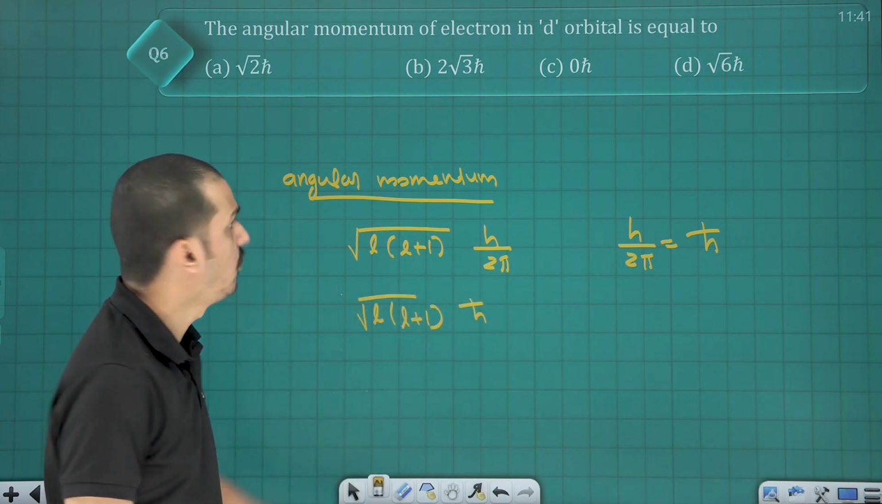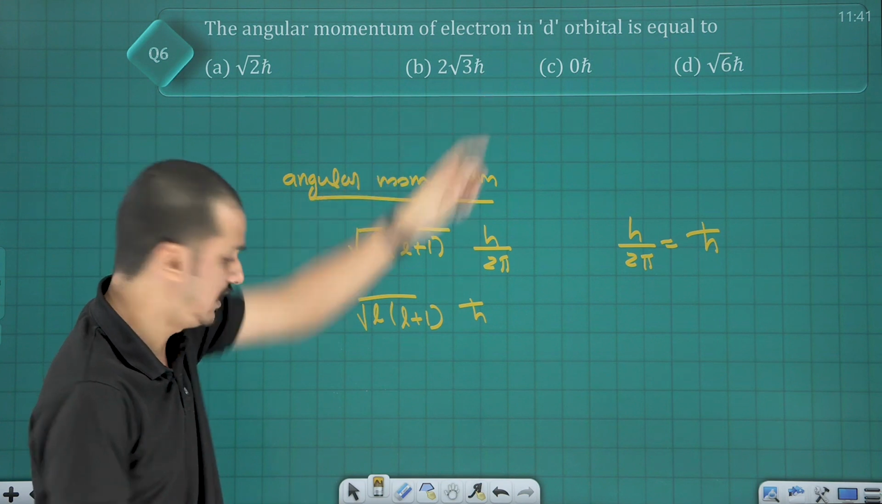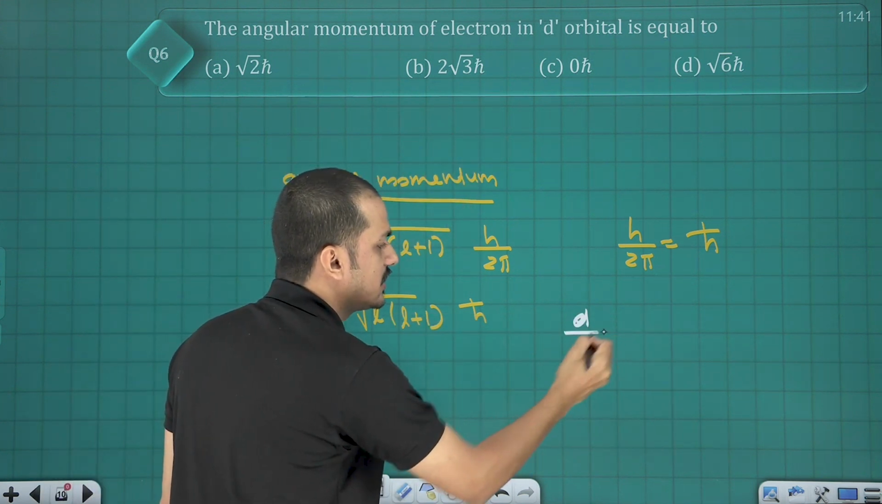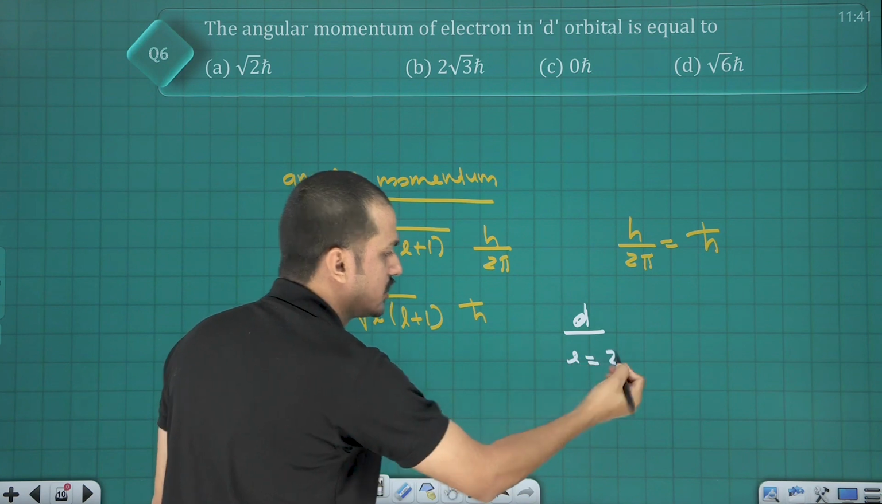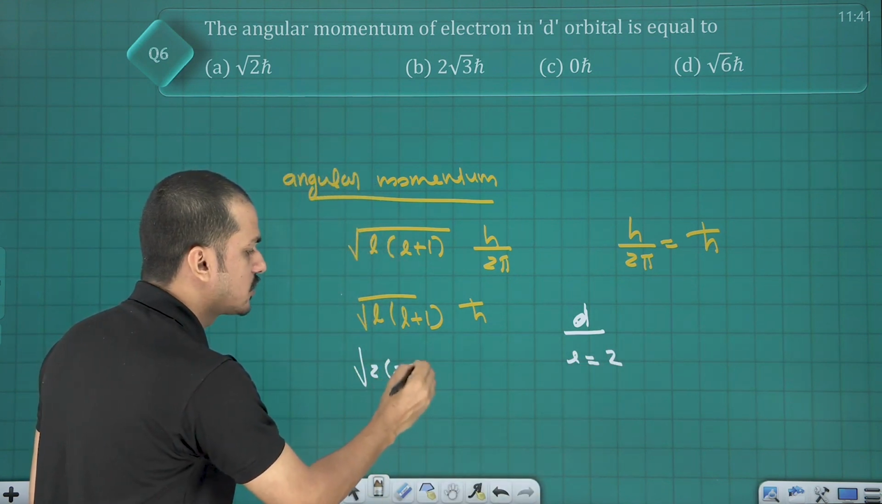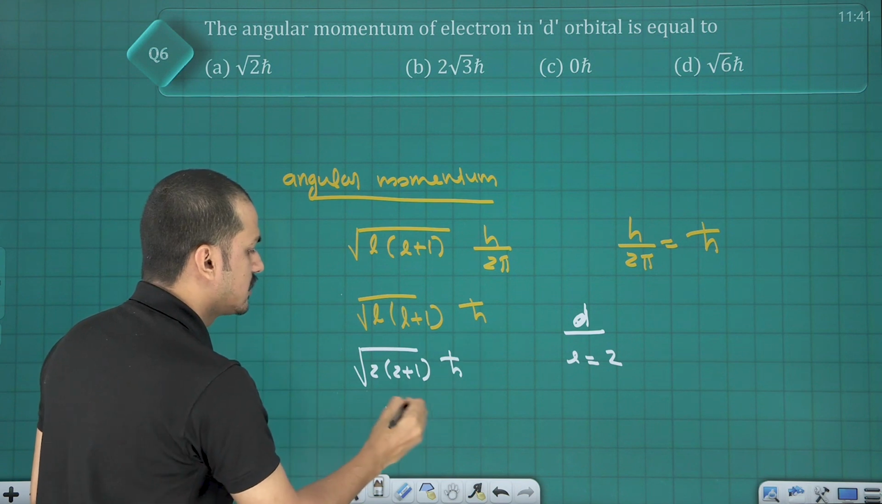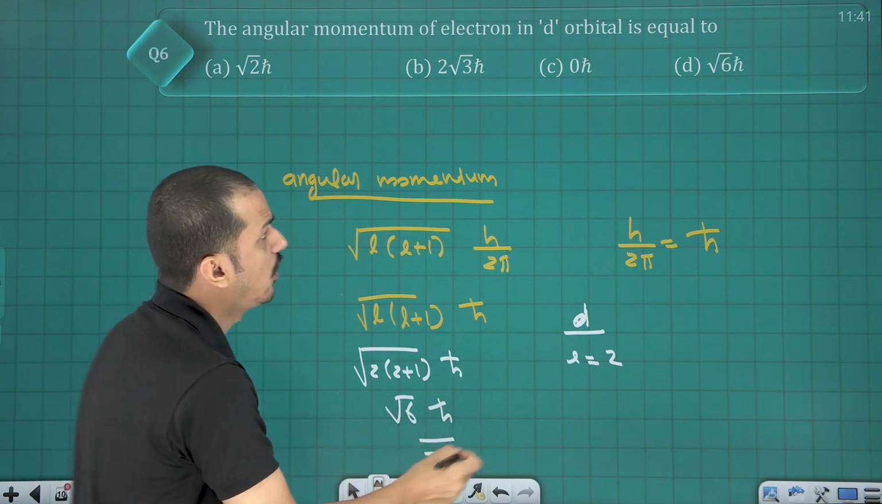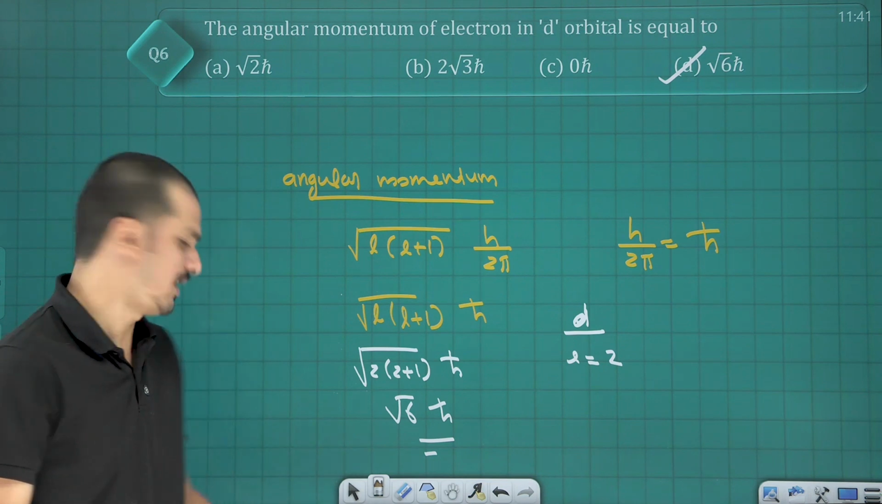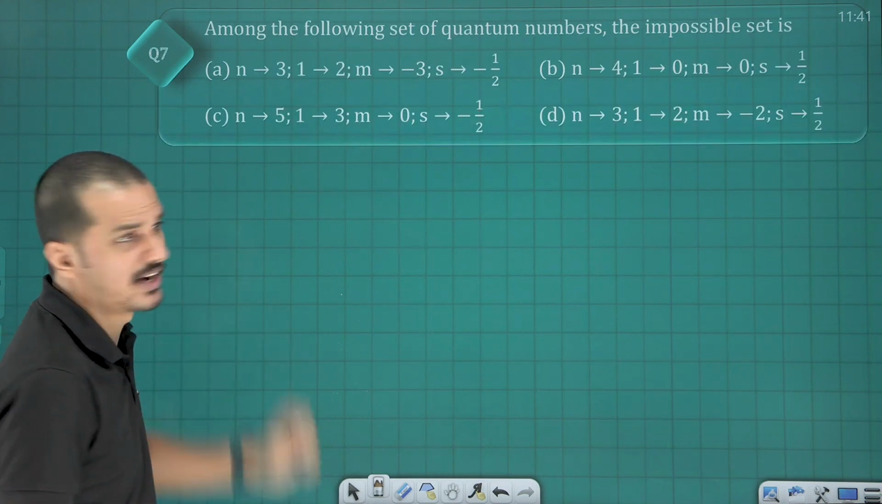What are they asking about? D orbital. D means its L value is equal to how much? 2. So this is equal to root of 2 into 2 plus 1 into h cut, which means root 6 h cut. So option D will come. Is it okay? Yeah. We can go to question number 7.